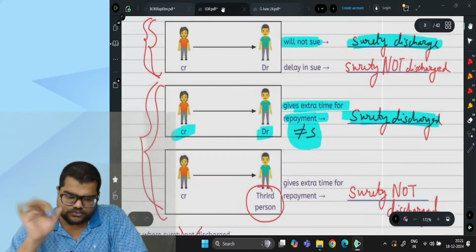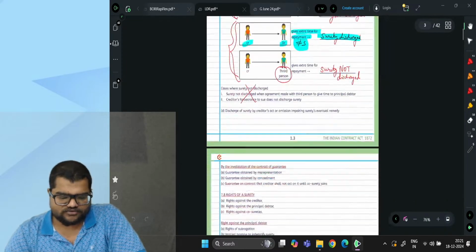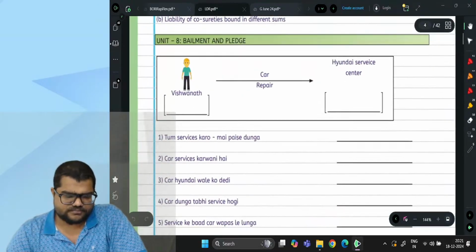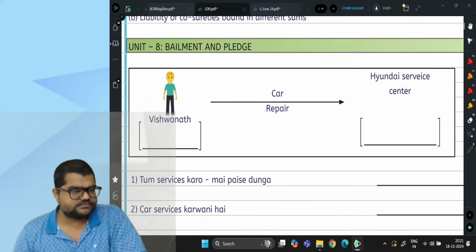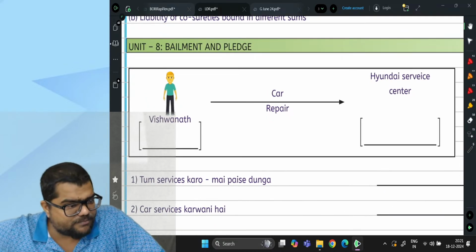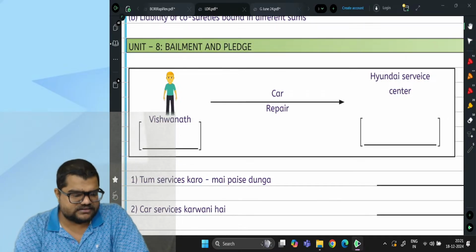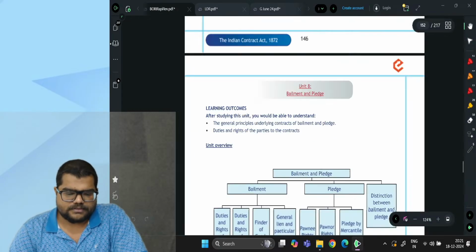Let's come to my summary notes. We'll save a lot of time. Here we are. See. Bailment and pledge. Sir, please explain point A, creditor's right. Okay, let me go back. Point A.